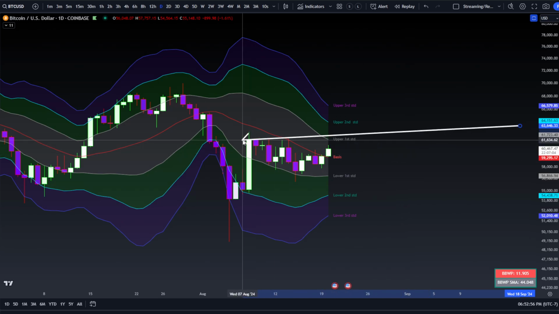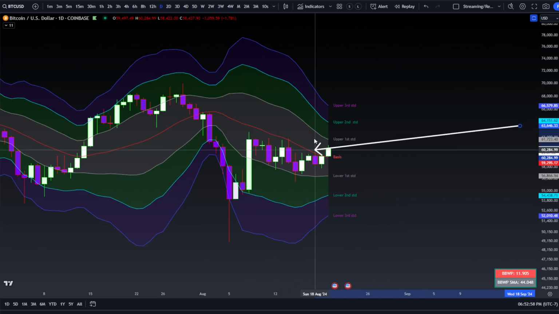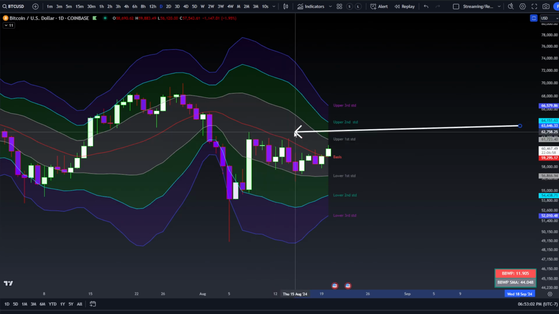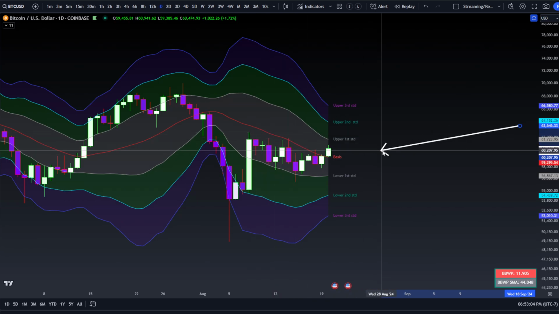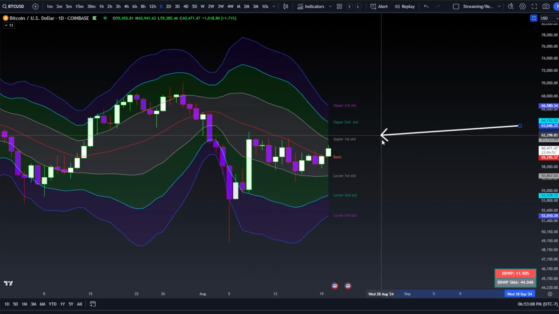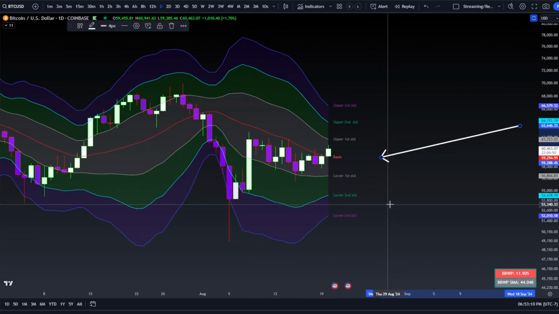So that 61.8 again is the close open here, and you can see this resistance has been pretty strong here with all these wicks coming in. So that would be a good recovery above 61.8. I would be looking right to 62.8 thereafter, even in lower term timeframes.